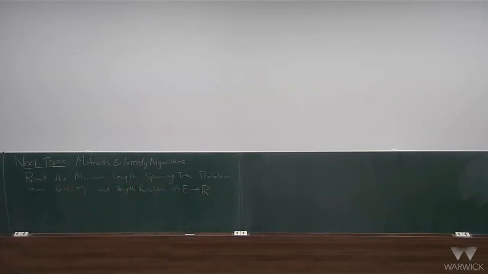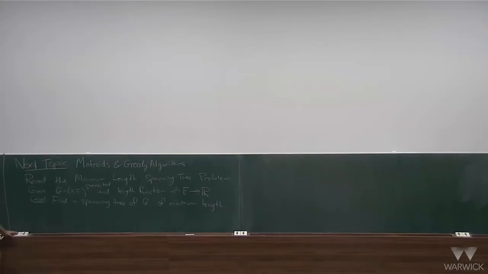And your goal is to find a spanning tree. Oh, actually, this is a connected graph. So G is connected, and you have some sort of length function, and your goal is to find a spanning tree of G of minimum length, where the length of a tree is just the sum of the lengths of the edges, right?